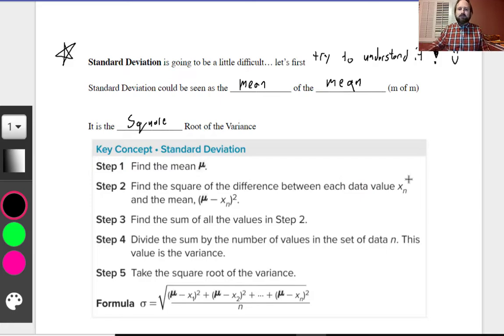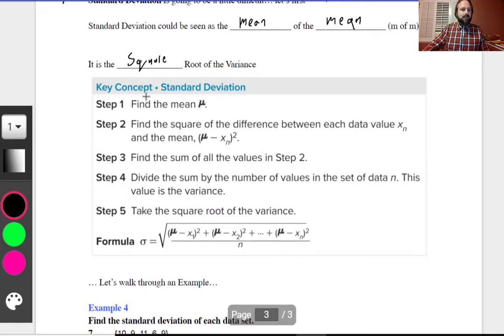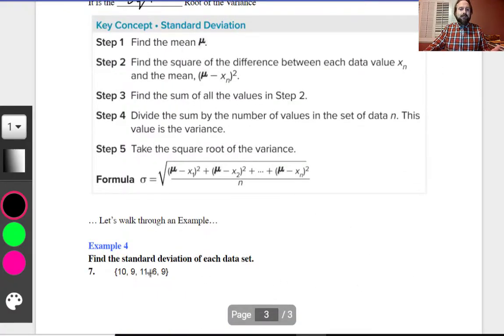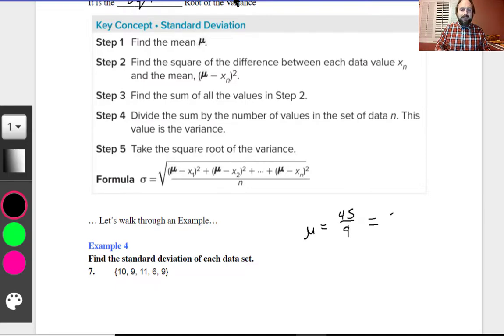Let's do an example. Seeing this step right here is really good just to look at, but we really should go through an example of it. So find the standard deviation of a data set. First, we have to find the mean. So I'm going to add them all up: 10, 21, 30, 36, 45. Now we're going to divide by 9. So the mean is 5.